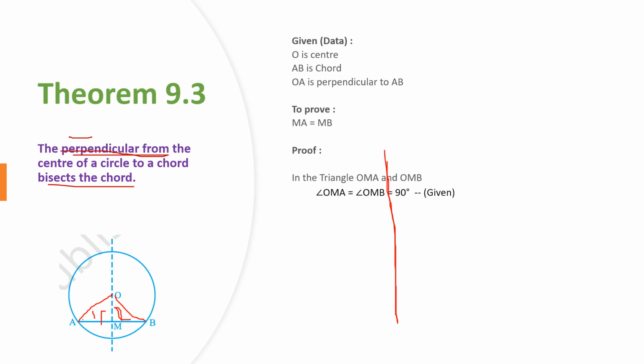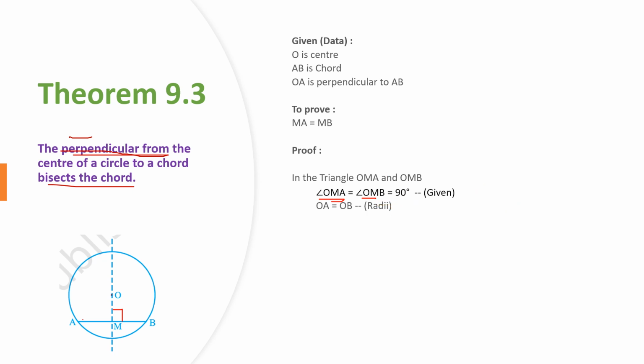Now look what's happening here. Angle OMA is equal to angle OMB. Why is angle OMA equal to OMB? Because we drew a perpendicular line, it's given. Since I'm drawing a perpendicular line, it's given that it's 90 degrees. Similarly, OMB is equal to 90 degrees, and OMA is equal to 90 degrees. So we proved that one of the angles of the two triangles is equal.